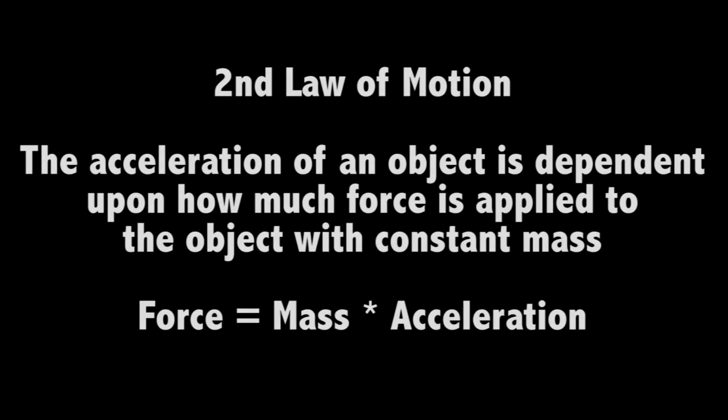The second law of motion is that the acceleration of an object is dependent upon how much force is applied to the object with constant mass. The formula for this is force equals mass times acceleration. As it is always constant mass, the force is proportional to the acceleration, meaning that if there is a higher acceleration, the force will also be higher.